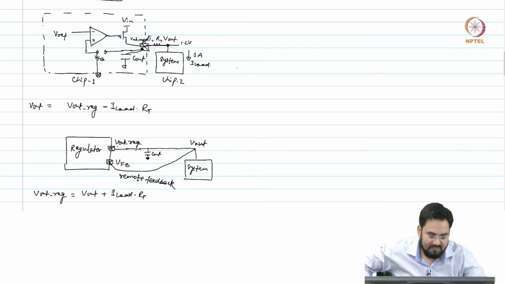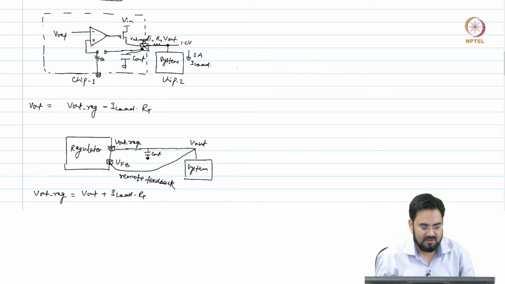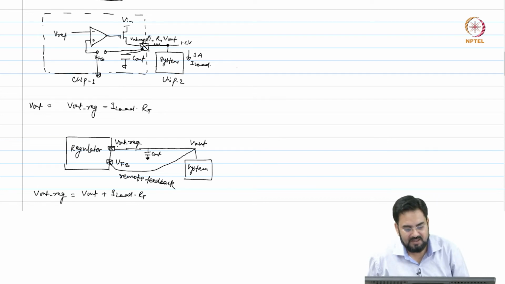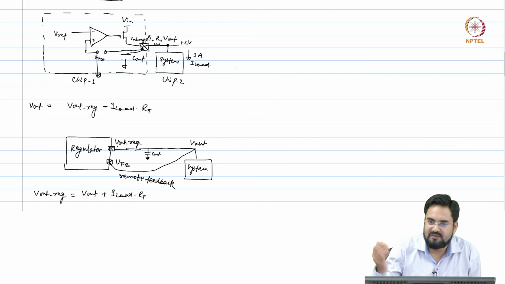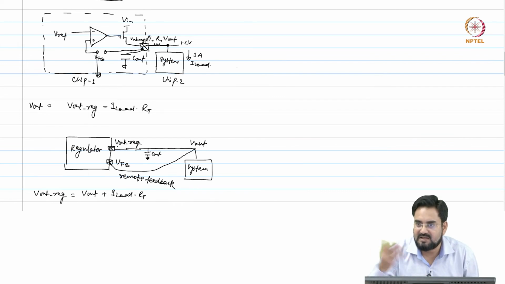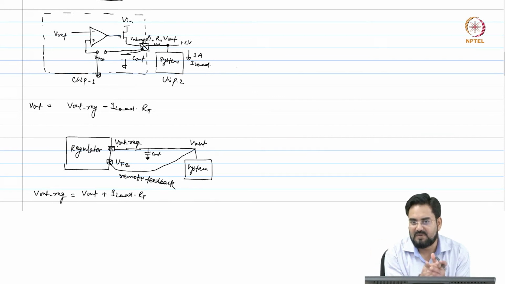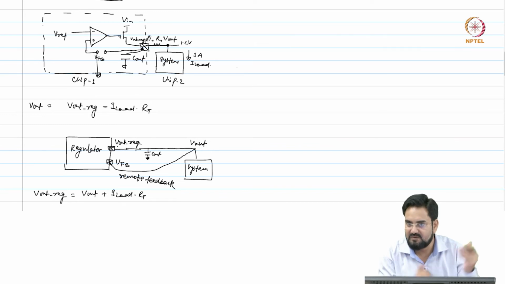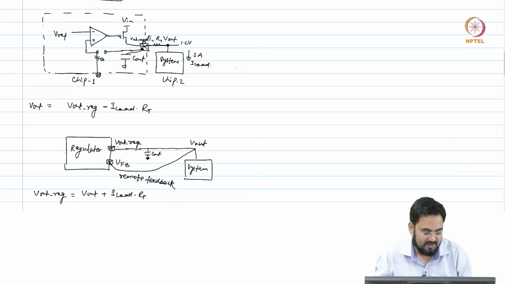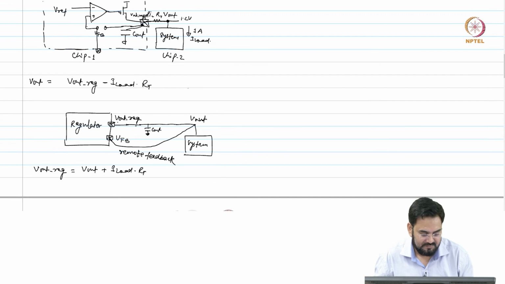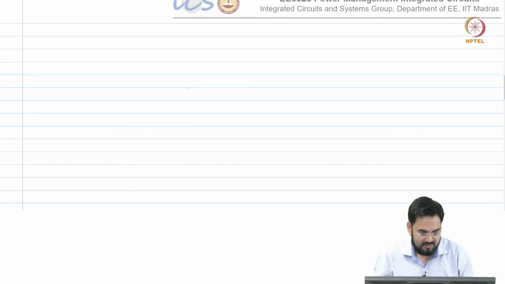Okay. So, without changing the feedback you can do that, but then you have to do that for every load current. When the load current changes, the drop across that resistor will change, then you have to move that up or down. Okay.